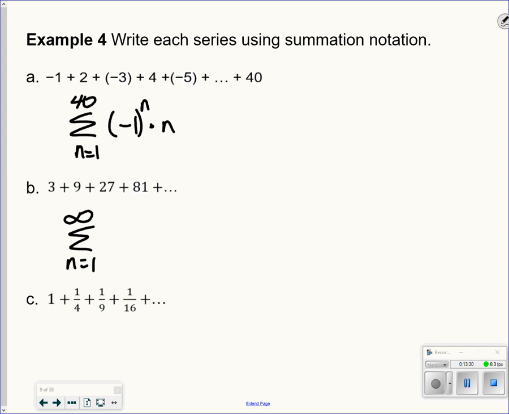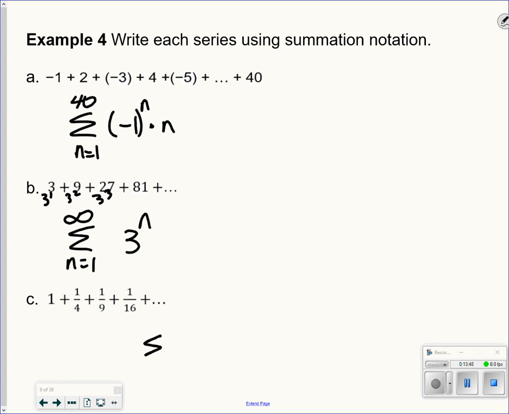So now I have to actually write the rule. The first term is 3. The second term is 9. The third, so this is 3 to the first, 3 to the second, 3 to the third. So we're talking about 3 raised to the nth power. So again, writing the rule for the summation notation.